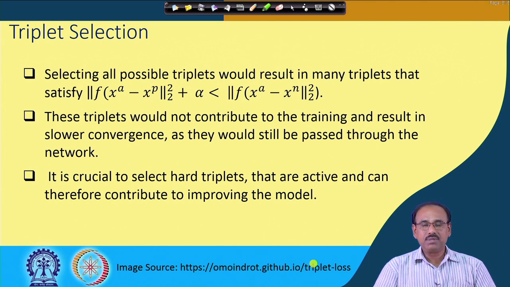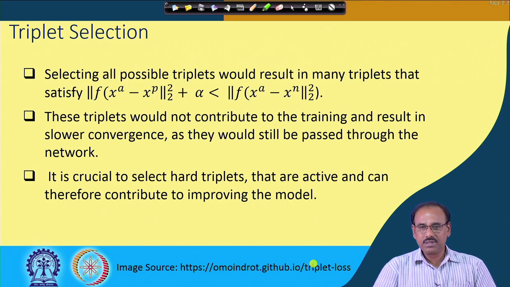Now the problem is how to select these triplets, because if we have a database with a large number of images, selecting all possible triplets becomes very, very difficult. It is extremely time consuming. So what you do is you form mini batches and you select the triplets within the mini batches, so your computation time will be low, because selection of the triplets is very, very important.